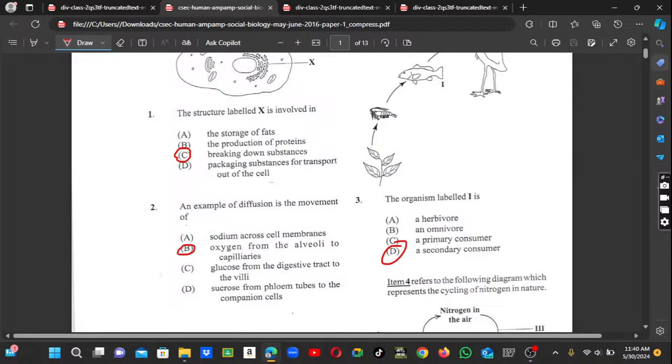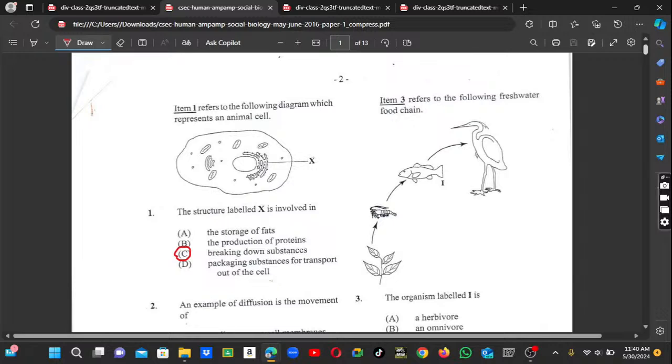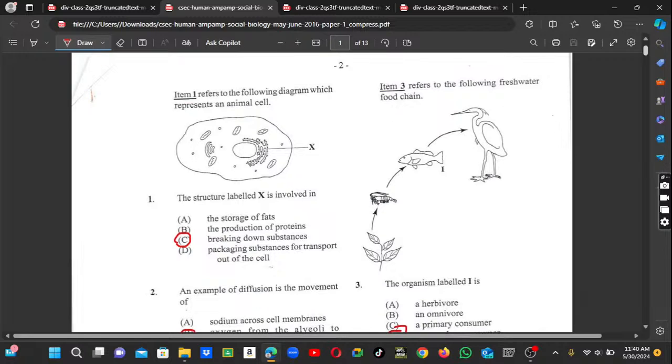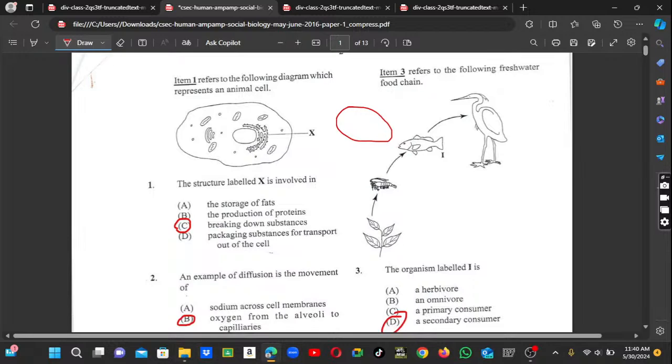Here we can see there's another diagram, showing a freshwater food chain. It says the organism labeled I. So here we are talking about the fish. What would be the organism that's been labeled? So far we can see this would be a secondary consumer. Hope everyone is paying attention. Very simple, very easy and precise, guys.